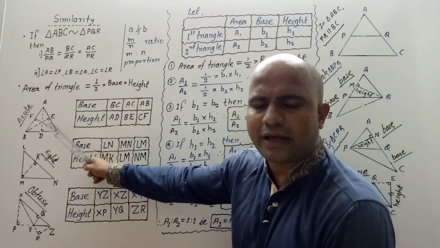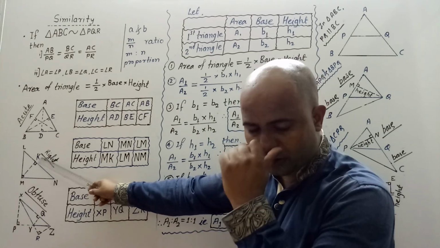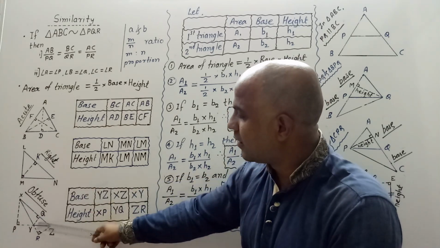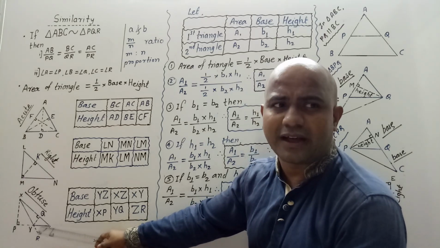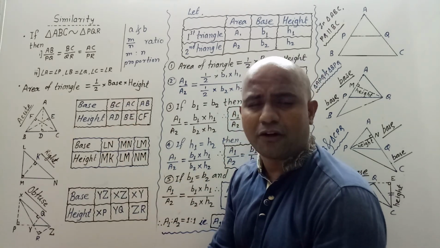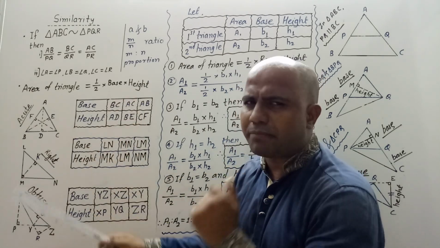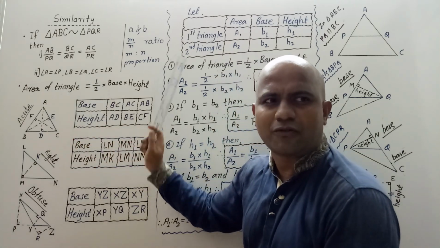Acute angle means all the angles are less than 90 degrees. Right angle, the measure of one angle is 90 degrees. Obtuse angle, the measure of one angle is greater than 90 degrees. Then what is the formula for the area of a triangle? This is the very basic concept. Area of triangle is equal to half into base into height.